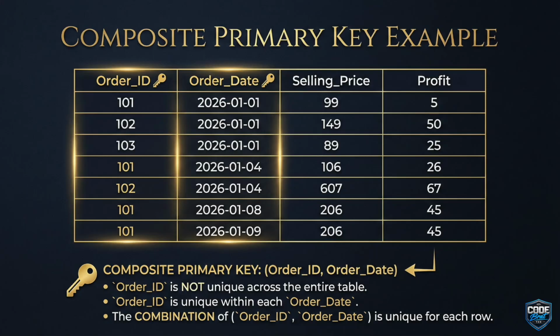Like if we combine 101 and 2026-01-01, and then again 101 and 2026-01-04, this is unique, not duplicated, right? Also, order date and order ID are both never null or blank. So we can have a primary key with a combination of these two columns, and this combination satisfies the rules of a primary key. Now this key is called a composite primary key because it's a combination of multiple columns.